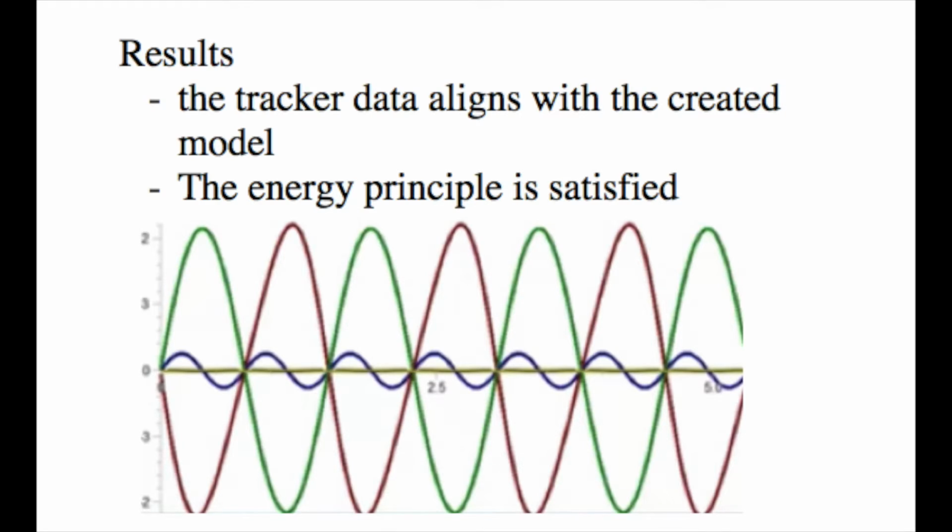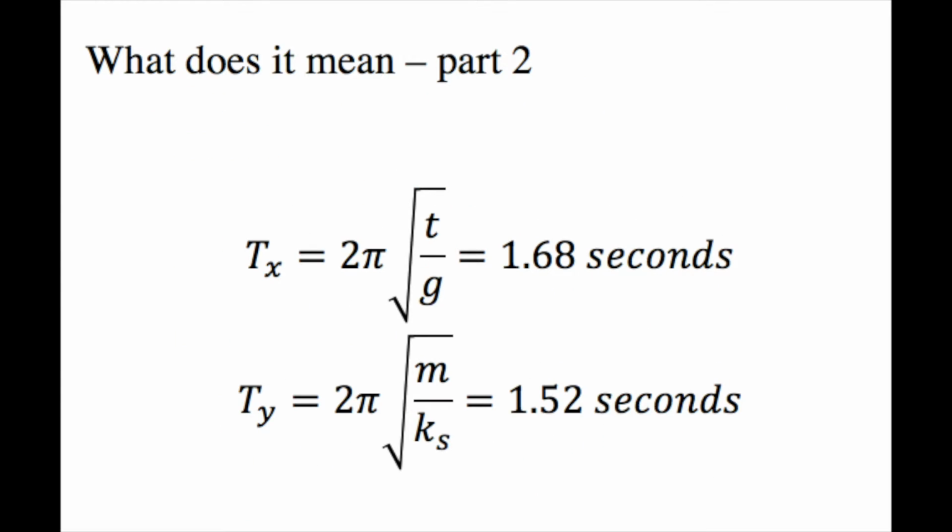To answer part 2 of the what does it mean question, I calculated the period for both the x and y components using the formulas you see here. As you can see, the periods are different. This can be attributed to the x period being more related to the pendulum motion the spring has while it appears to be moving in a circle, and the y period being more related to the oscillating motion of a spring only in the positive or negative y direction. This is why these values are different.